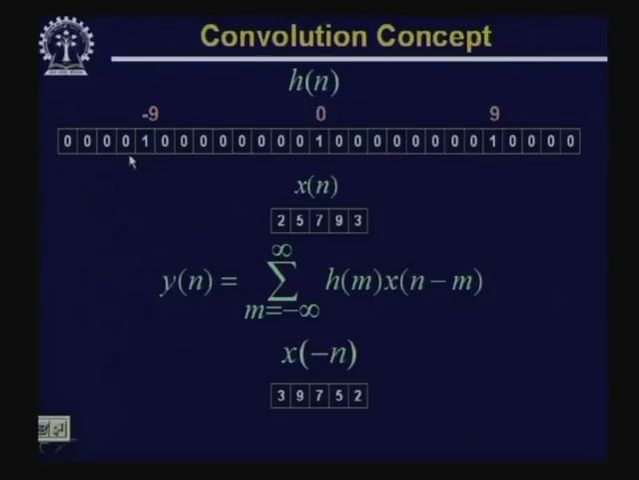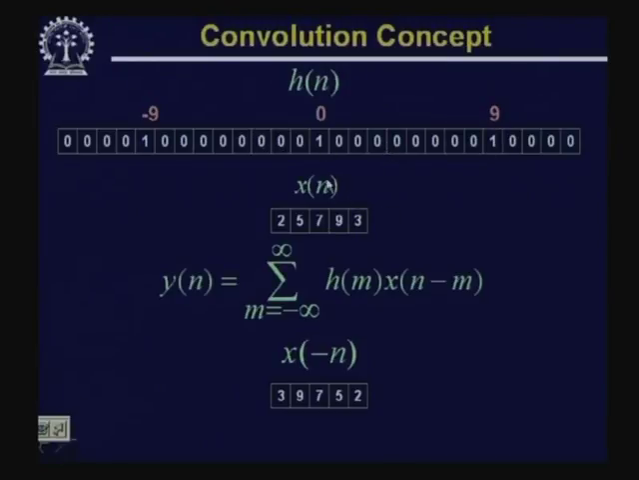You find that this h[n] is actually nothing but a comb function, where the delta functions are present. In this case, we have the value of h[n] equal to 1 at n equal to 0, h[n] equal to 1 at n equal to minus 9, and h[n] equal to 1 at n equal to plus 9, and this thing repeats. So, this is nothing but the representation of a comb function.